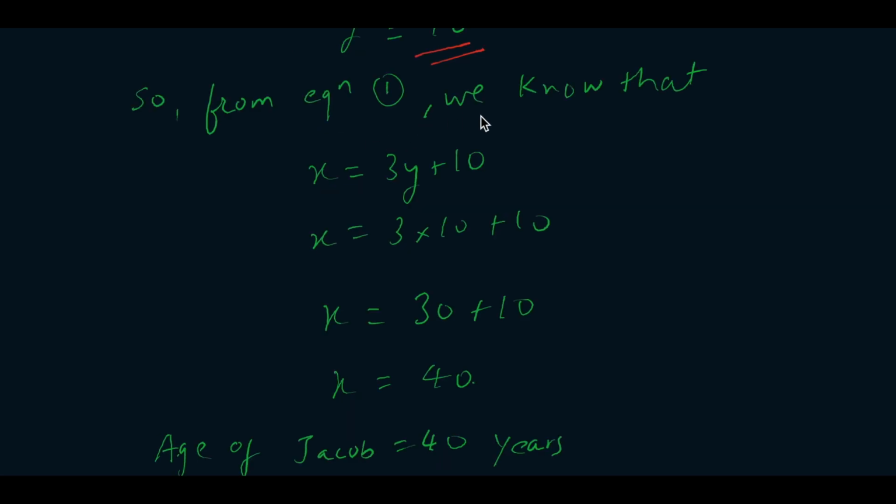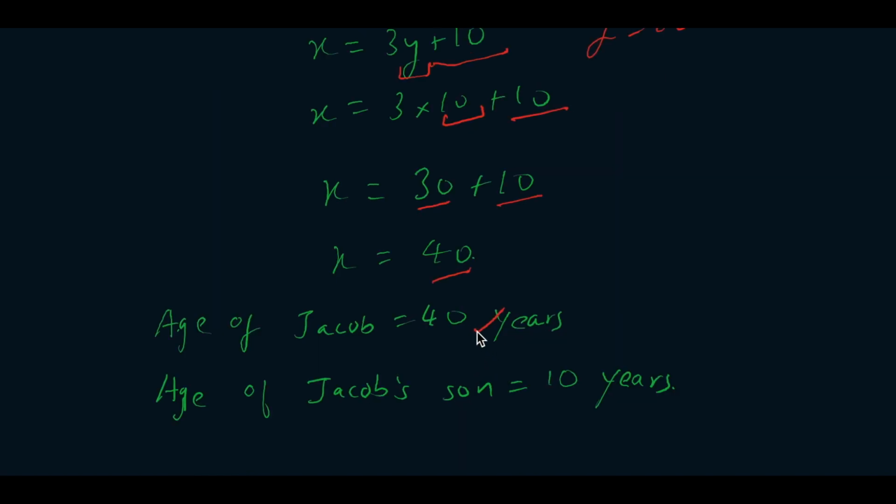So from equation 1 we know that x equals 3y plus 10. So the value of y was 10. So you put x equals 3 multiplied by 10 plus 10. So the value of x is 30 plus 10 which is 40. So Jacob's age is 40 years and the age of Jacob's son is 10 years.